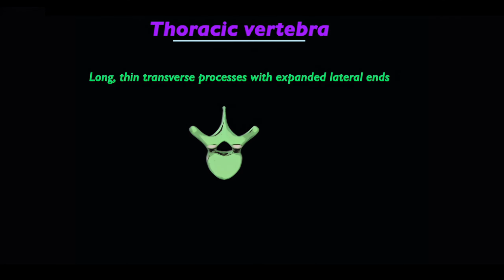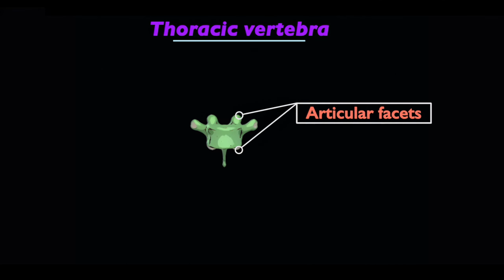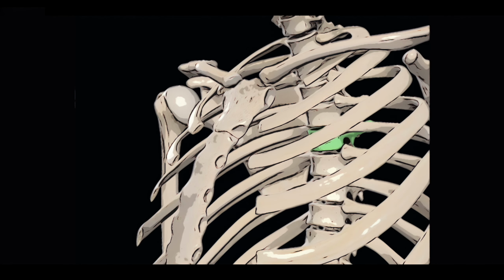Their superior and inferior articular processes consist of articular facets. The superior articular processes face posteriorly and slightly laterally. The inferior articular processes face anteriorly and slightly medially. Finally, their costal facets articulate with the ribs at costovertebral joints.